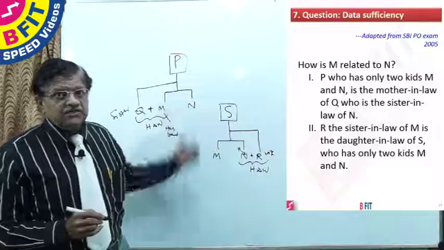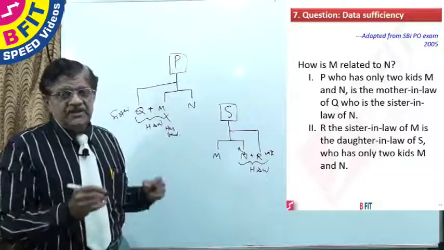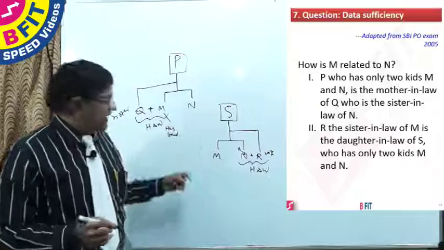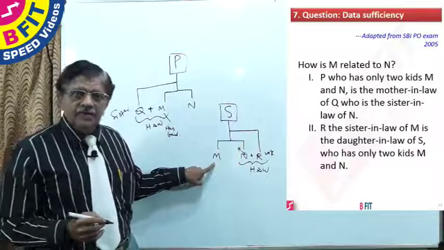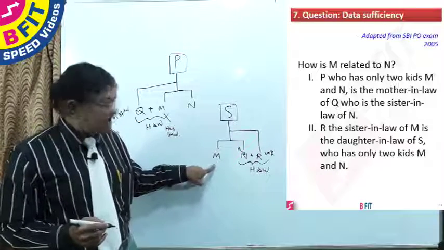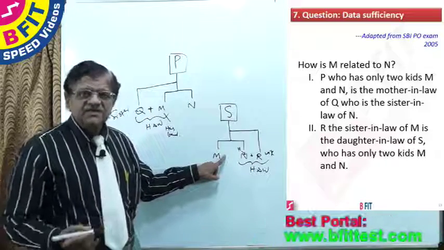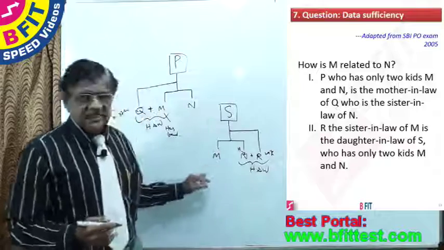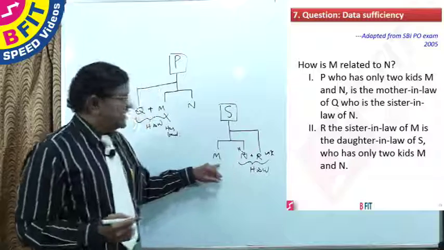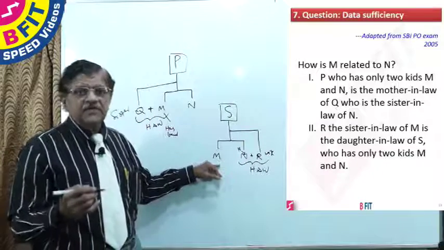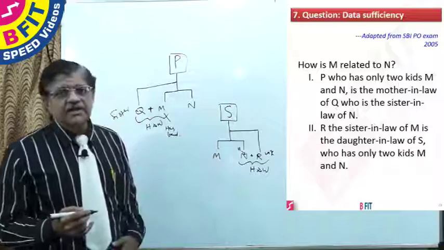Now with this data, which is more or less similar to statement 1, will we be able to answer the question? What does the question ask? How is M related to N? Which should be paraphrased as how M will be called by N. Here we do not know the gender of M. M may be a man or a woman. So in the absence of knowledge about gender, N cannot call M either a brother or a sister. Even though the data is more or less the same, with the data available it is not possible to arrive at the answer for the question of how M is related to N.